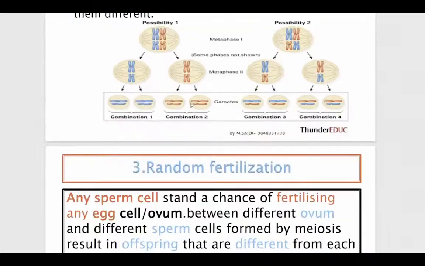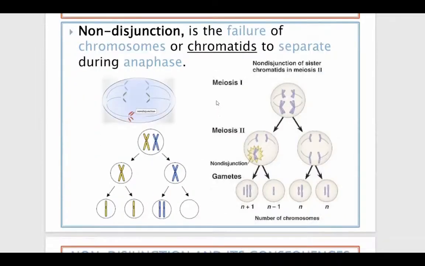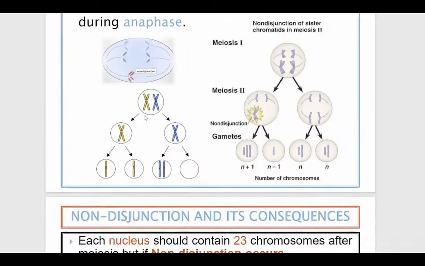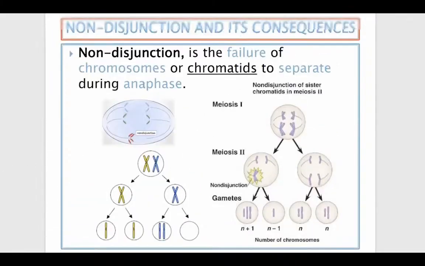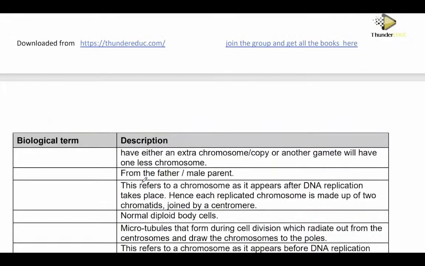We talked about this failure of the chromosomes or chromatids to separate during anaphase, that is during meiosis 1 or meiosis 2. They're saying anaphase. They didn't say anaphase 1 or anaphase 2. Any anaphase can happen. And if you check here in meiosis, it can be anaphase 1 or anaphase 2. So the answer is non-disjunction.